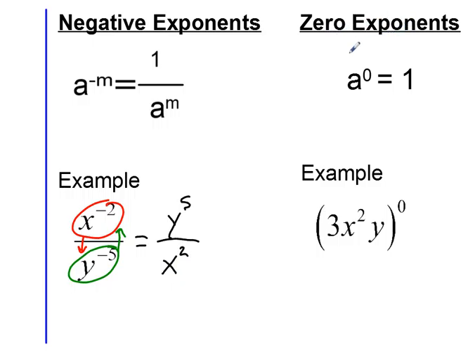0 exponents are probably the simplest and easiest exponent property to use. Anything, no matter what it is, when raised to the power of 0 will equal 1. For example, it doesn't matter that I have all these different pieces, the 3, the x squared, and the y. If all of it is being raised to the power of 0, this entire thing just equals 1. Even a 3 to the power of 0 is 1, an x to the power of 0 is 1, anything to the power of 0 is 1.